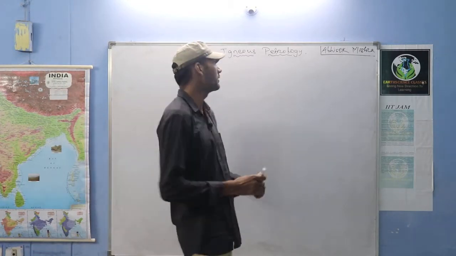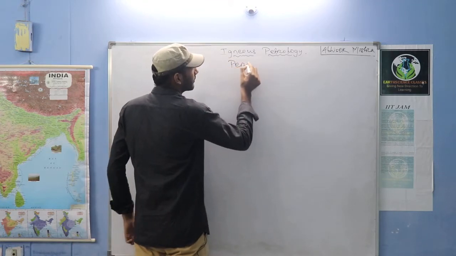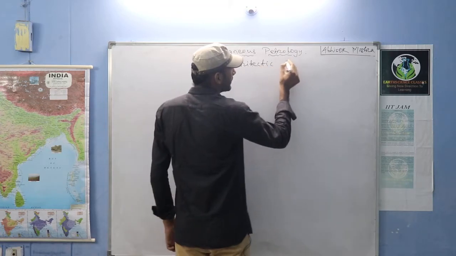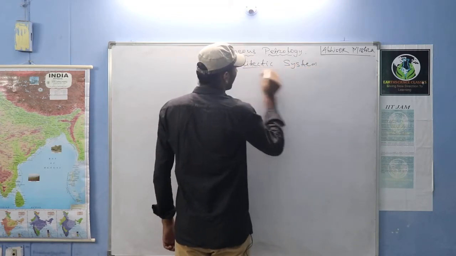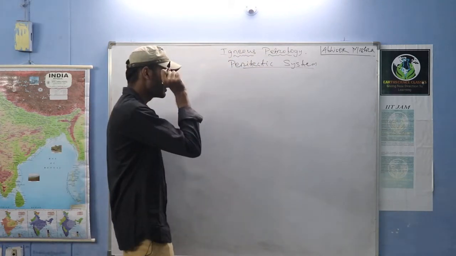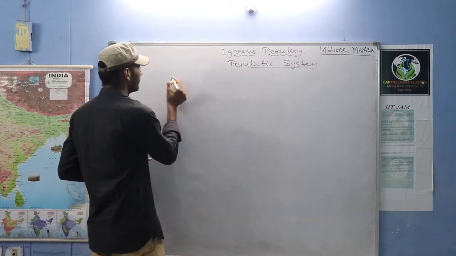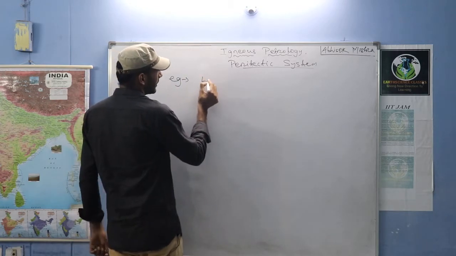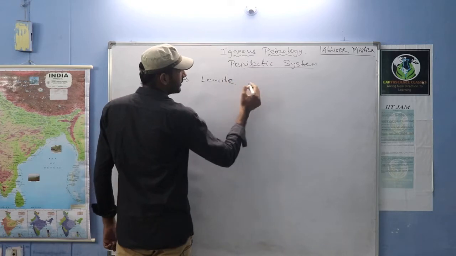Hello everyone, in this video we are going to discuss the peritectic system. We have already studied the eutectic system. I have given the example in eutectic, right? Similarly, what are the examples in a peritectic system? Leucite, silica, leucite.